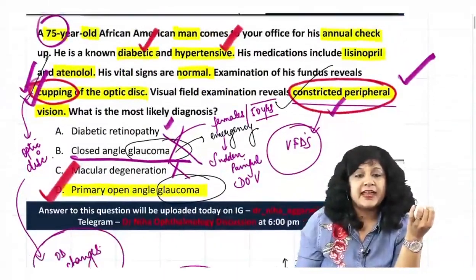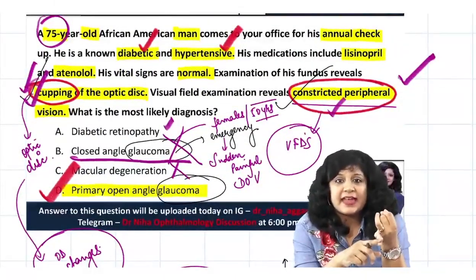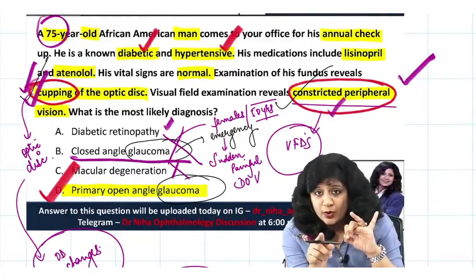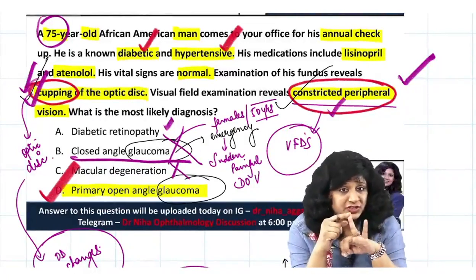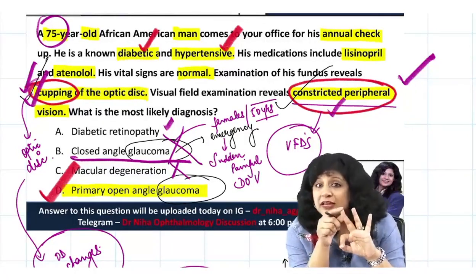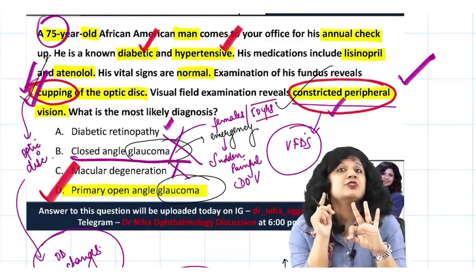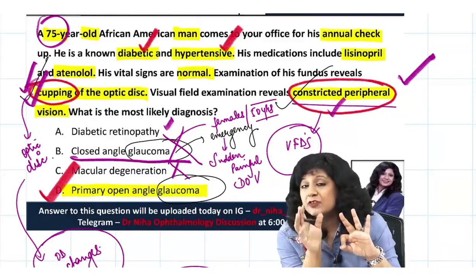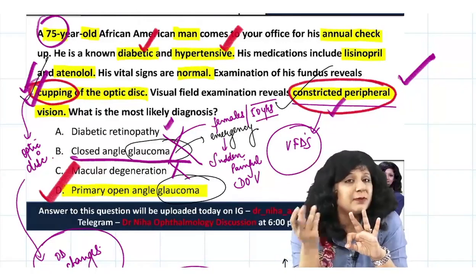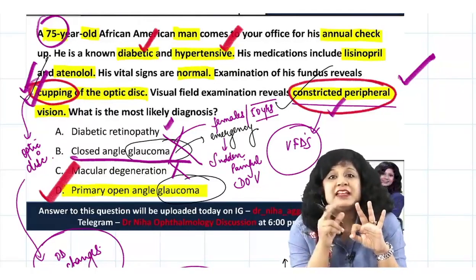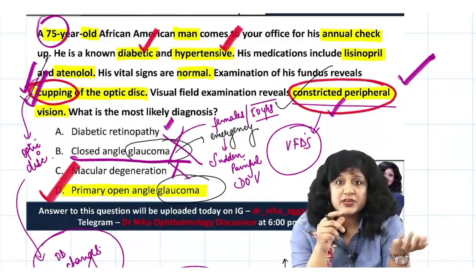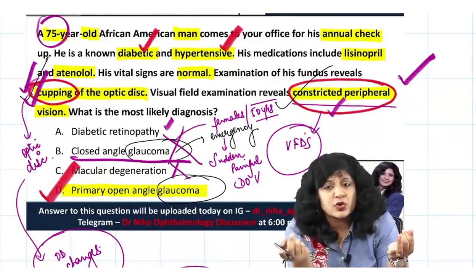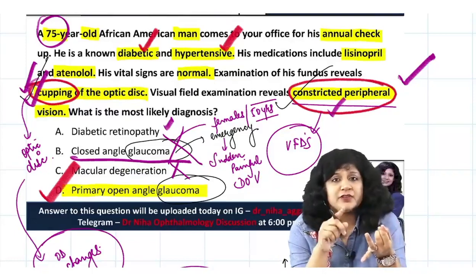If you come to the case again, he is a 75-year-old male, he is coming just for the annual checkup, he is not telling you any problem. That was ruling out the macular degeneration. That was also ruling out the angle closure glaucoma, because angle closure glaucoma is actually manifested by some symptoms. He will not be asymptomatic, he will not be coming for just the annual checkup. Then his medications are there, so he is actually under control of diabetes and hypertension. Vitals are also normal, no evidence of infection, no evidence of any urgency.